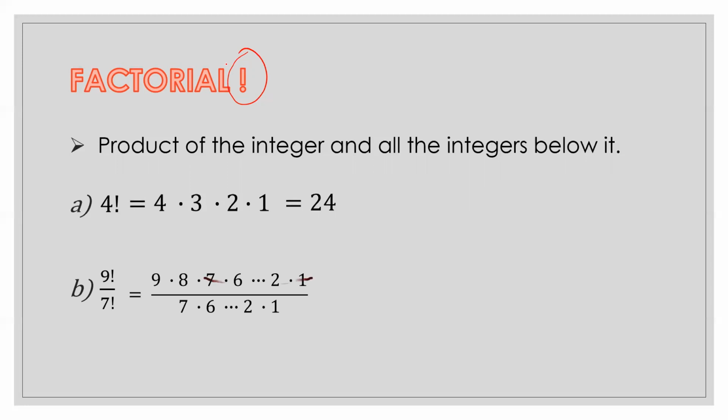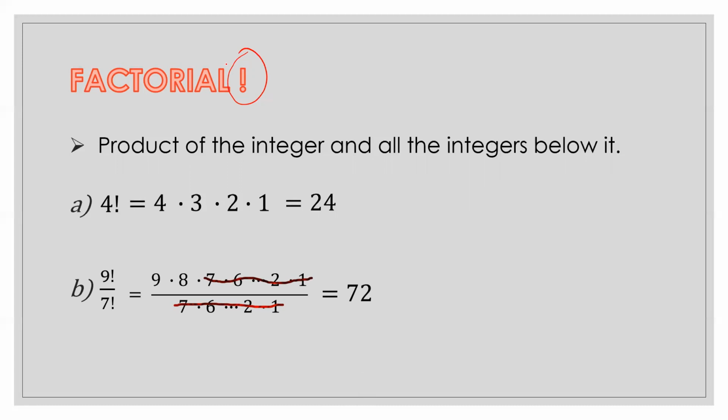So we can go ahead and reduce by dividing out those common factors. And all you have left is 9 times 8, which is 72. Okay, so factorial is the product of the integer and all of the integers below it.